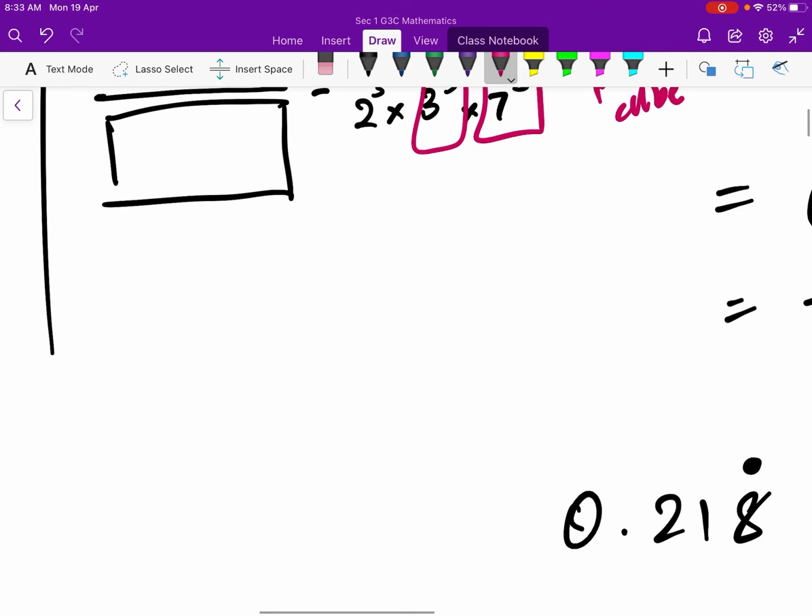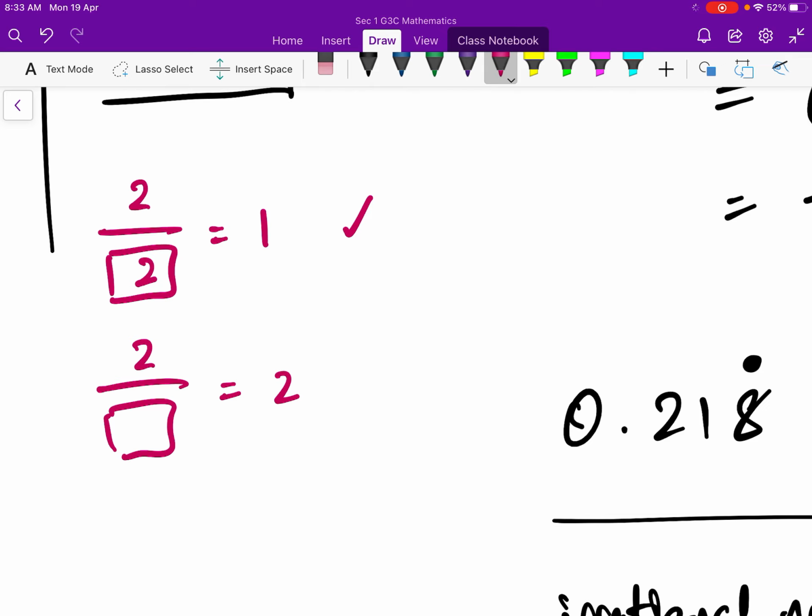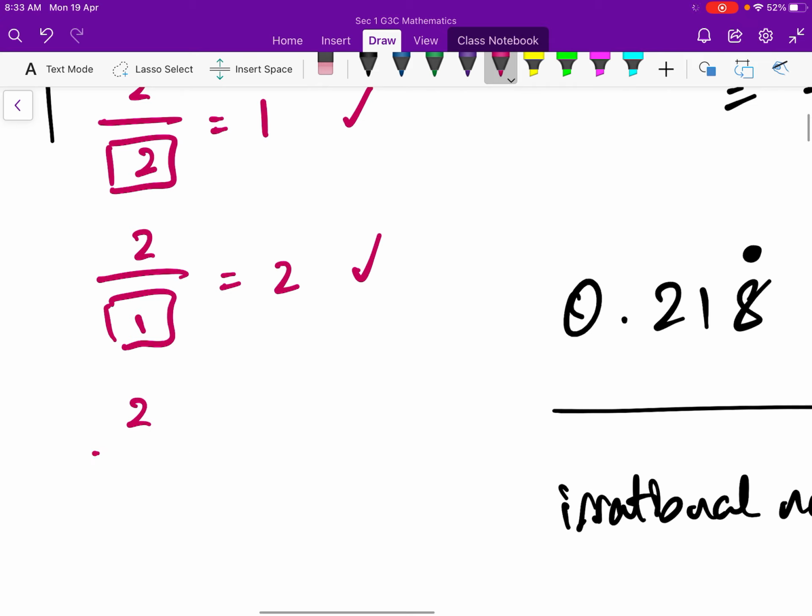Fill in the blank. 2 over blank equals 1. What's in the blank? 2, okay, correct. 2 over blank equals 2. Fill in the blank. Okay, very good. 2 over blank equals 4. What's in the blank?